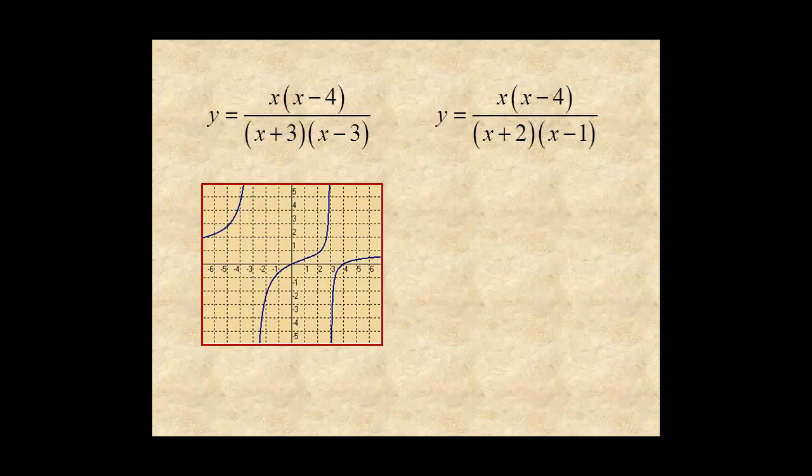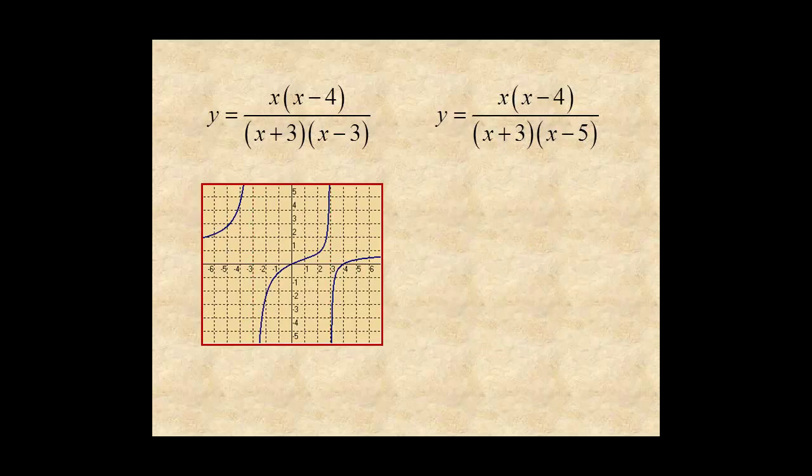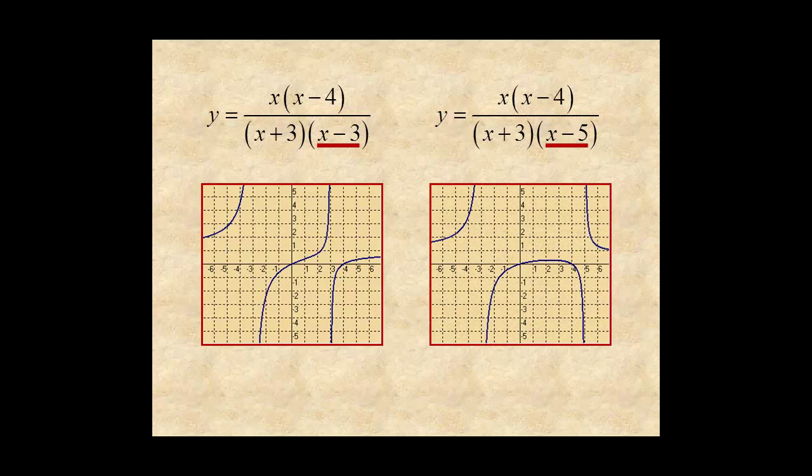If you change the factors in the denominator, you can shift the VAs. For this example, there's a VA at x equal -2 and x equal +1. In this variation, the x minus 3 factor in the denominator is changed to x minus 5, so that both x-intercepts are between the VAs.